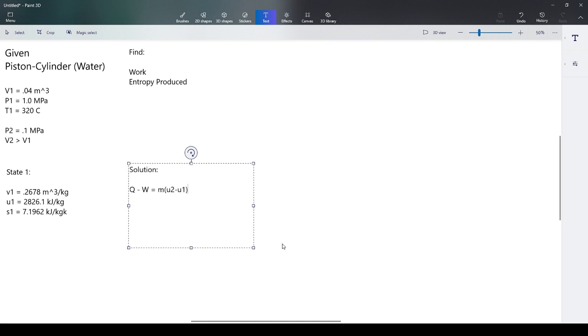Yeah. Okay. So that would be our equation for this, because we're going to neglect potential and kinetic energy because they didn't give us any reason to find it. They didn't give us any heights or anything like that. Obviously it's a piston cylinder, so it's pretty negligible anyway. But this is what we have now.